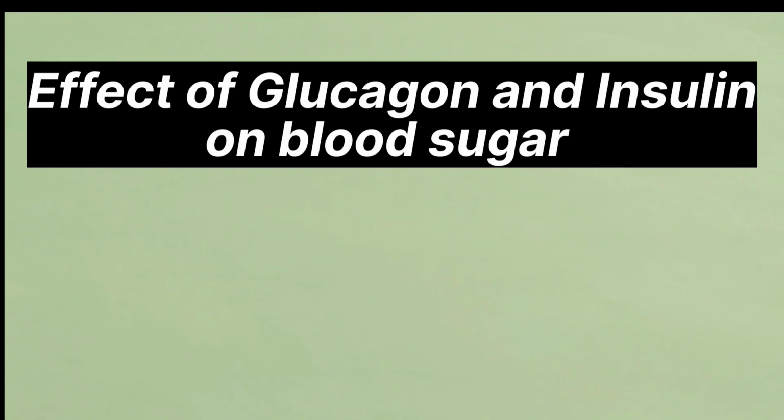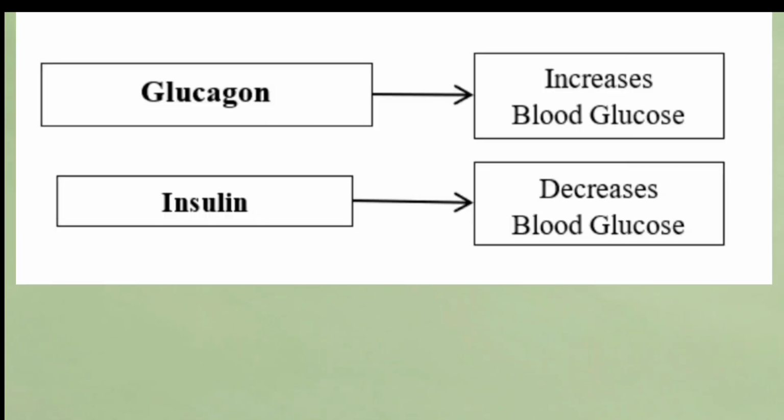The second example, effect of glucagon and insulin on blood sugar level. Glucagon increases the blood glucose levels and insulin decreases the blood glucose level. So the mechanisms are different. The physiological effects counterbalance each other and there is stabilization of blood glucose. Thus, the two drugs act through different mechanisms but the physiological function remains the same, that is regulation of blood glucose levels.